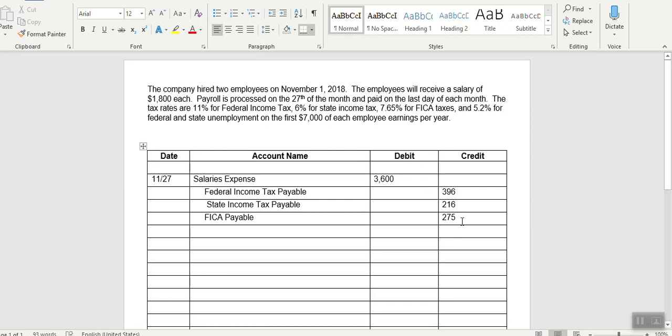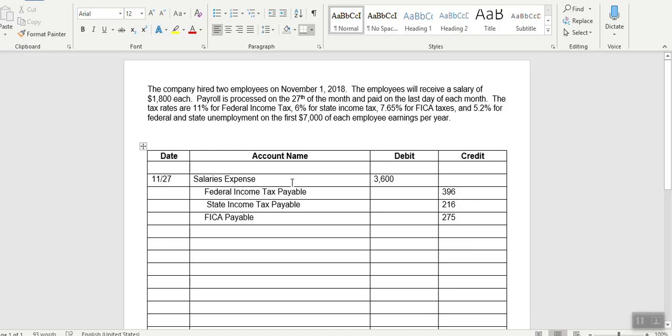It's $275.40, and I'm not going to put the pennies there, so we're just going to round it. And yours should actually, I think, come out even. So $275 for that. And then you'll notice we've got a problem because our debit is $3,600. We've got 3 credits, but that's nowhere close to $3,600, so we're out of balance.